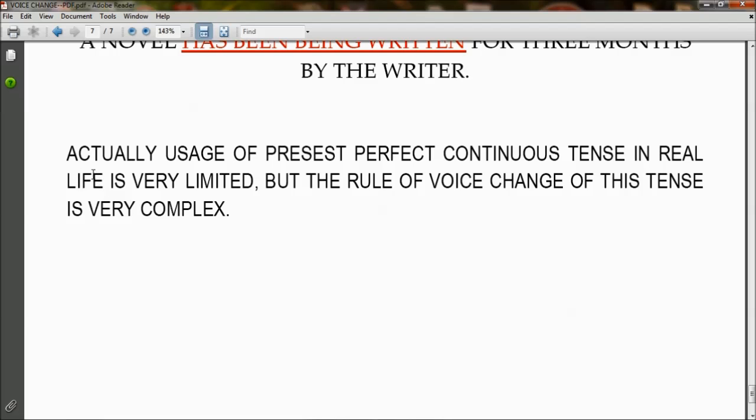So at the last I must say that actually the usage of present perfect continuous tense in real life is very limited, but the rule of voice change of this tense is very complex.